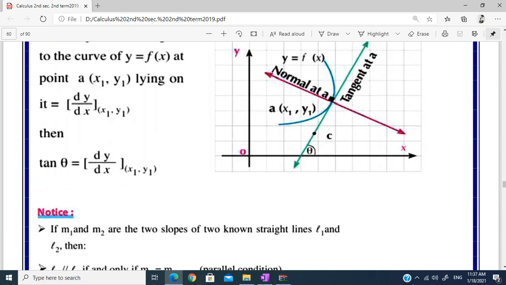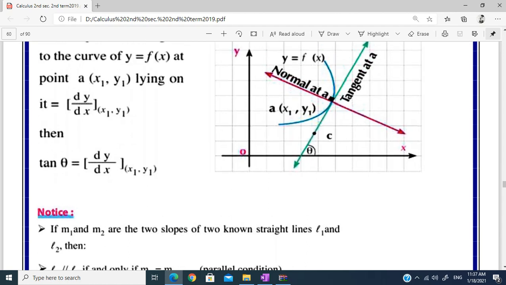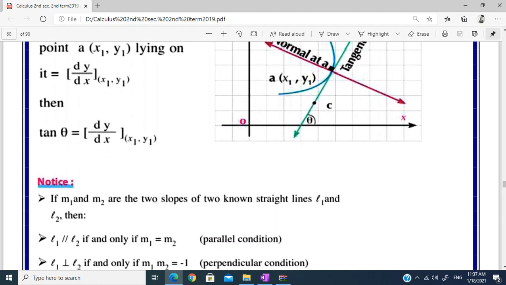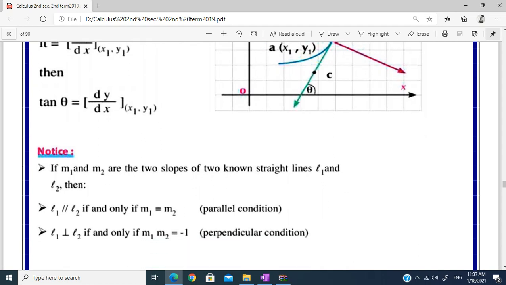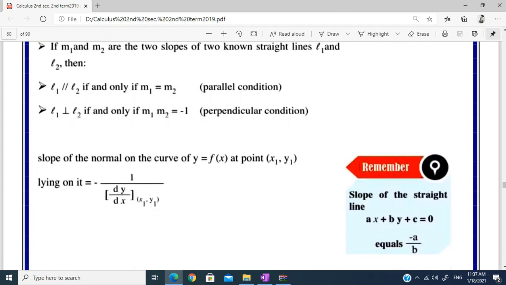Now we will talk about the tangent to the curve. As we know, the slope of the tangent is the first derivative, or tan theta. So if you have two parallel lines, their slopes are equal, and if you have two perpendicular lines, the product of the two slopes equals -1. So the slope of the tangent is, for example, the first derivative dy by dx.